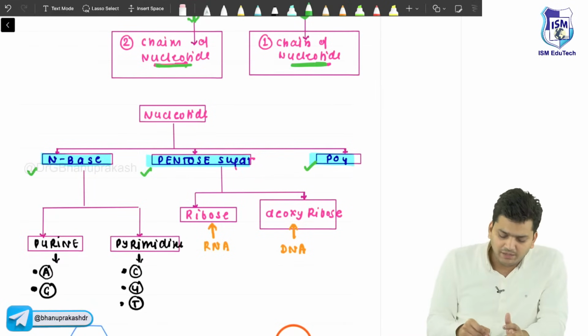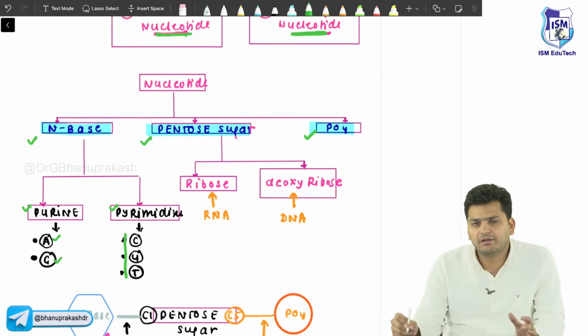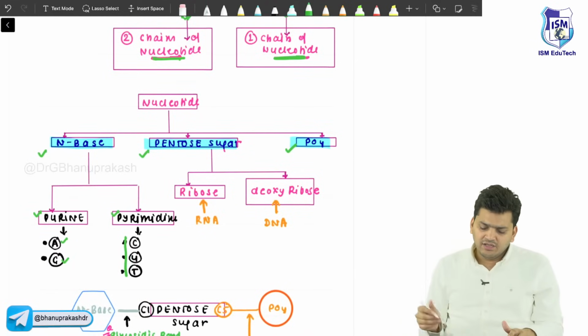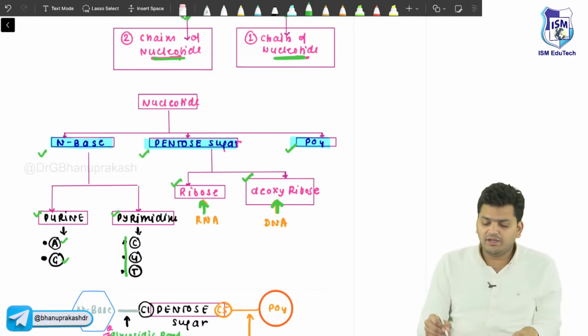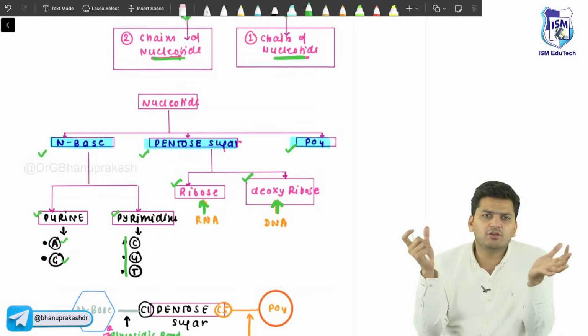Nitrogen base is of two types, purines and pyrimidines. The purines we have are A and G, and the pyrimidines are CUT. Cut the pyramid. So how to make the nucleotide? You take any of the nitrogen bases, you will take any of the sugars. We have two options, deoxyribose and ribose. If you want to make a nucleotide for RNA, you will use ribose sugar. If you want to make a nucleotide for DNA, you will use deoxyribose. So you will take these three things together, you will make a nucleotide.